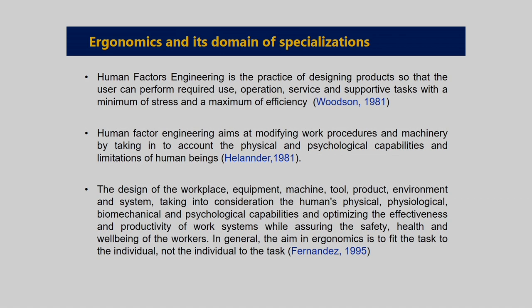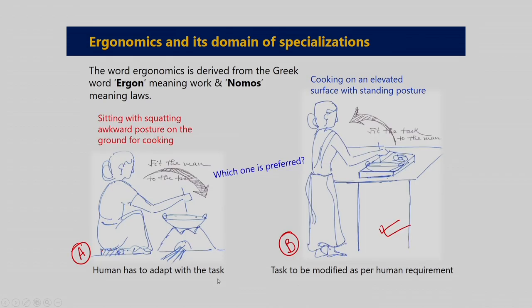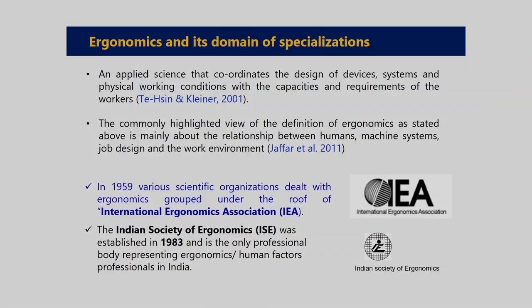In general, the aim of ergonomics is to fit the task to the individual, not the individual to the task, which we also mentioned earlier. That is the main principle of ergonomics: we should try to fit the task as per the requirement of the human being. We will never try to force the human being to be accommodated to the task. This is not our goal. Our goal, from the viewpoint of ergonomics, is that we have to fit the task as per the requirement of the human being.